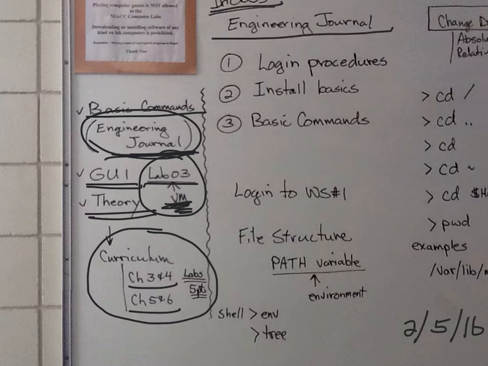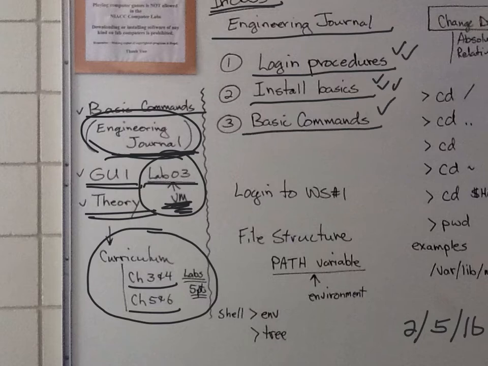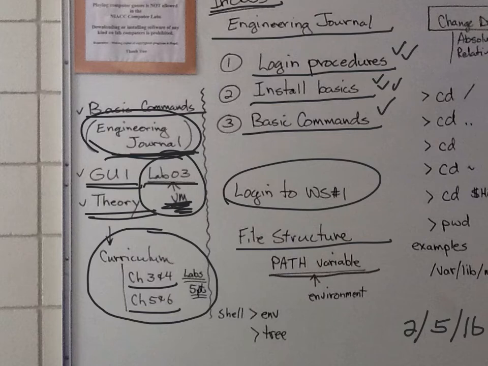In-class engineering journal. They should have how to log in, install basics, you should know those, you should be able to access both servers, and do some basic commands. And we went through a lot of basic commands today. So we logged into the first work server, and we first started out talking about file structures. We talked about environmental variables. We looked at all of them right here, this command for environmental variables, and we looked at the tree, and the tree allowed us to see that file structure.